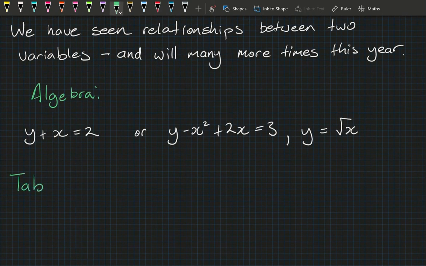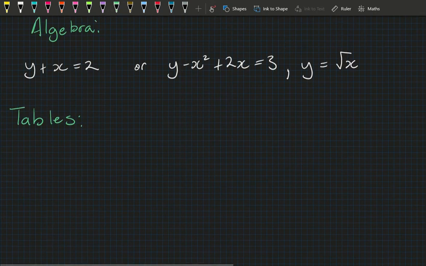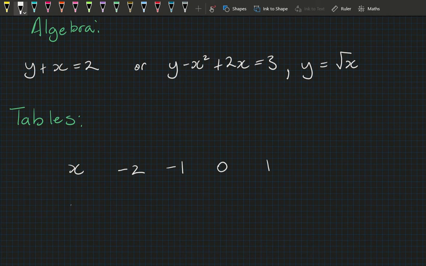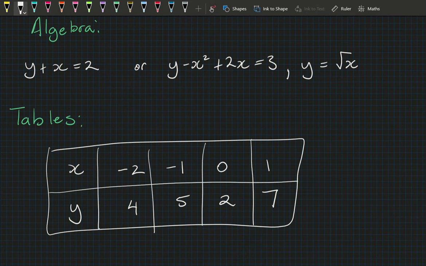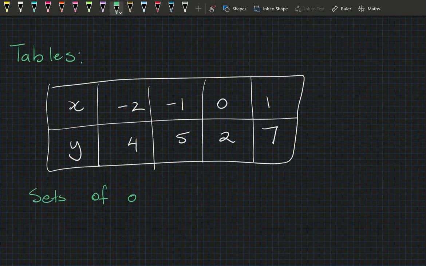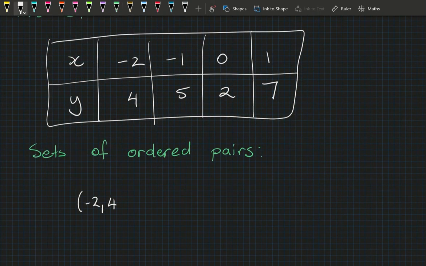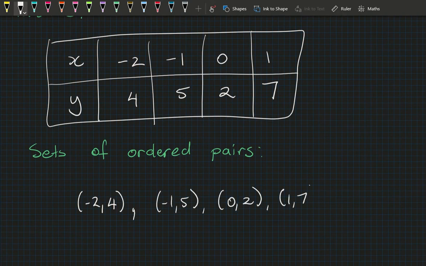We've used tables like this one with x values of -2, -1, 0 and 1, and matching y values of 4, 5, 2 and 7. And let me close off that table. And tables can create sets of ordered pairs. So this table has one pair of -2, 4, as well as -1, 5 and 0, 2 and 1, 7. And if we collect them together in a set, we can call that set A.